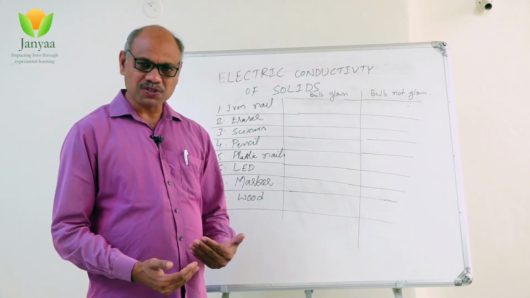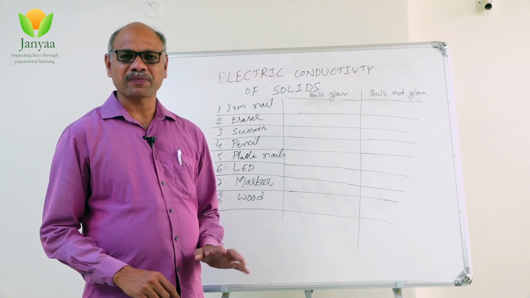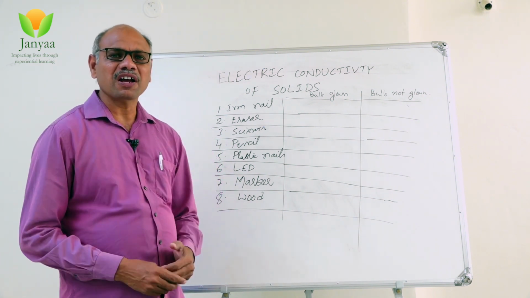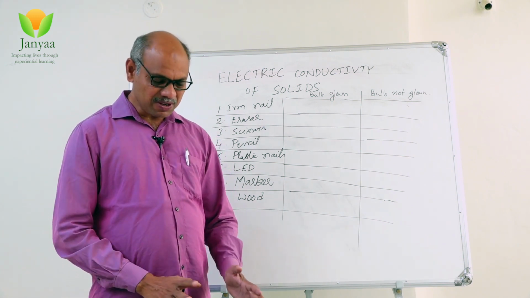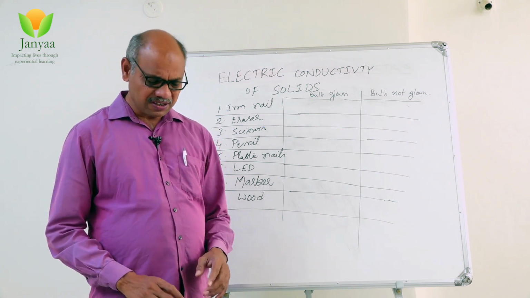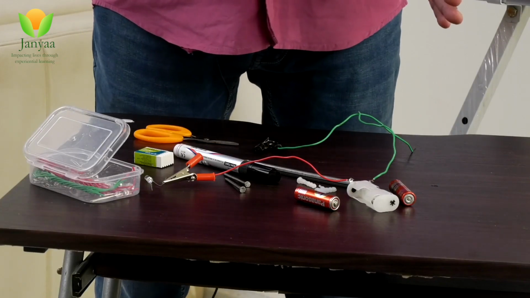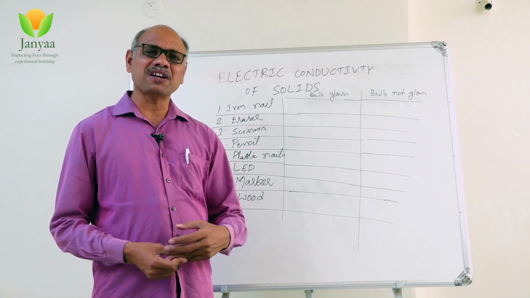Those which allow the current to pass through them are called conductors. Those which do not allow the current to pass through them are called insulators. So materials are basically divided into two different categories: conductors and insulators. But sometimes we say semiconductors also.